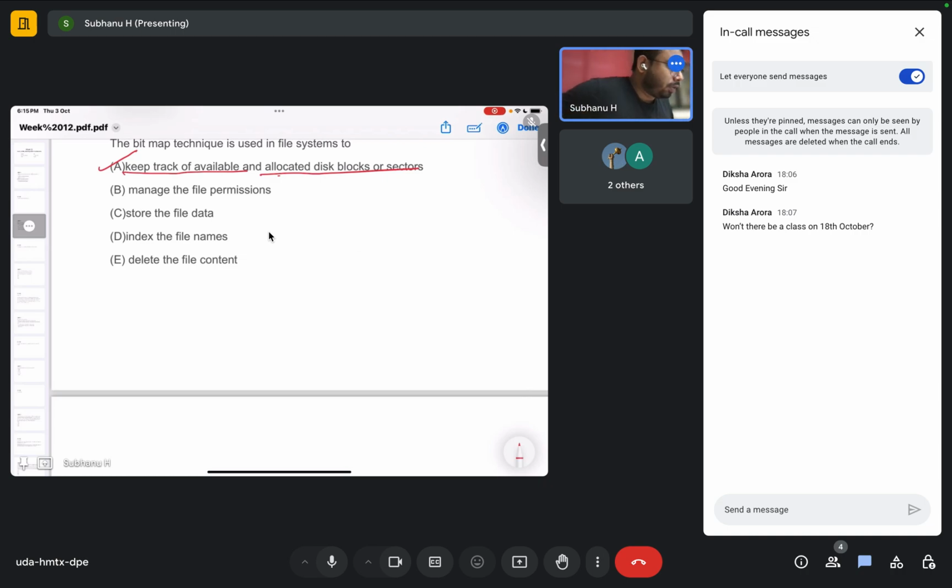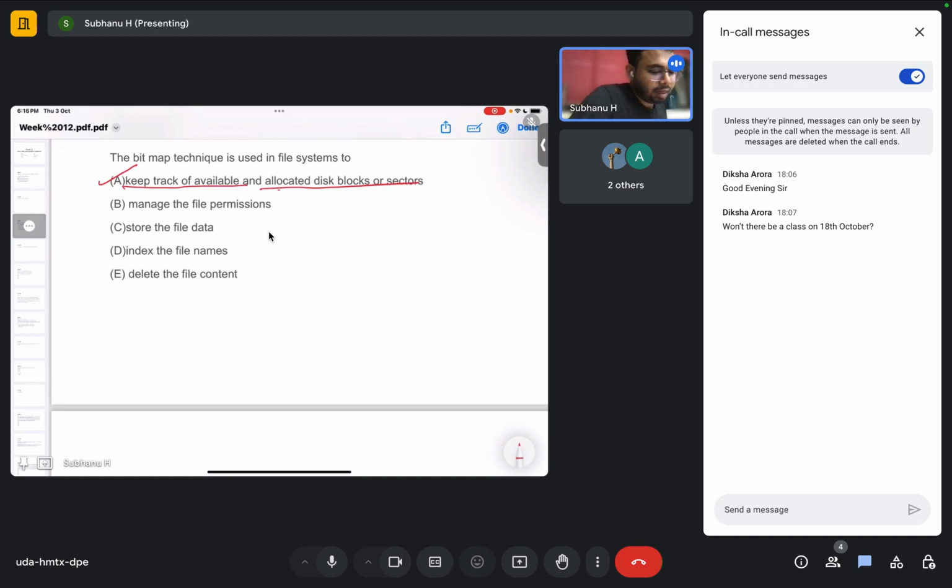A file system is the software which provides the mechanism for online storage and access to file content, including data and programs. It deals with issues like file structure, allocating disk space, recovering free space, tracking the locations of the data, and the interface to interact with other parts of the operating system in secondary storage. So this bitmap technique is used in the file system to keep track of available and allocated disk blocks or sectors. Can you tell me, without this bitmap, what are the other techniques?